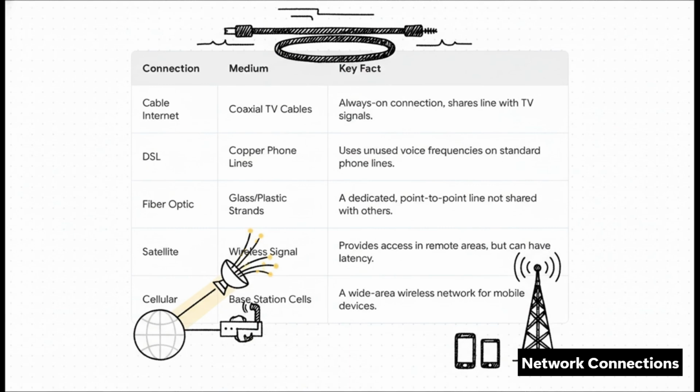A lot of us get our internet through the exact same coaxial cables that bring in our TV signal. Then there's DSL, which is pretty clever. It uses the existing copper phone lines in a house. The Speed King is usually fiber optic, which is amazing. It uses pulses of light traveling through glass strands. And of course, for when you're on the go or in a remote area, you've got satellite and cellular networks. The big thing to notice is that each one uses a totally different physical way to get you online.